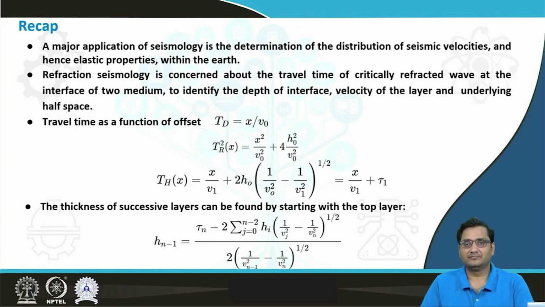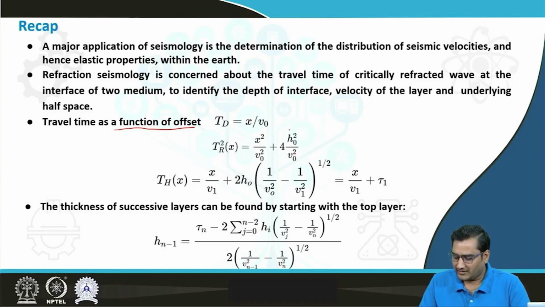Refraction seismology and reflection seismology both take advantage of the travel times of various seismological phases that arise in a seismogram. Those arrival times can be used to find the location of the source, and also the properties of the medium, to identify the various interfaces in depth, as well as the velocity of the layer and the velocity of the underlying half space. For that purpose, we can calculate the travel time as a function of offset for three kinds of phases: the direct phase, the reflected phase, and the head wave.